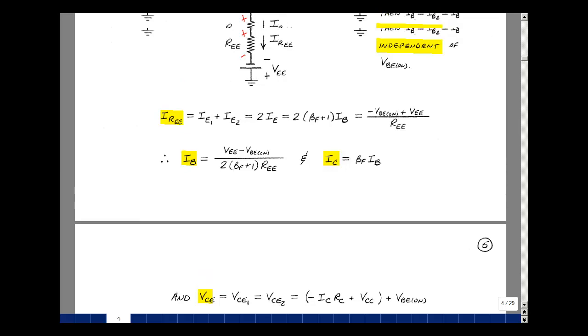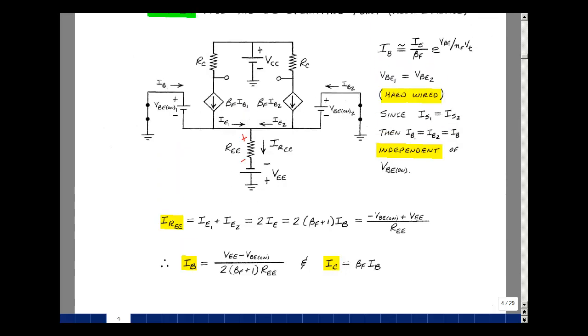Let me scroll back up here. We can solve for either one because they're going to be identical. The collector emitter voltage is going to be this node voltage minus this node voltage. I have a current coming in here. That current times R sub C is going to give me a drop in this direction. So this node voltage is minus I sub C times R sub C, and then plus VCC. And we're going to subtract this node voltage, which is a minus VBE on.